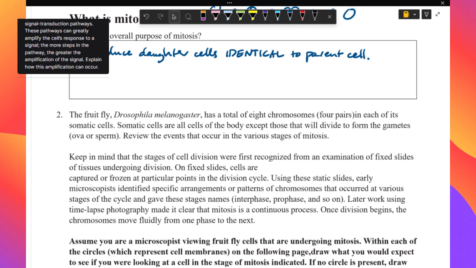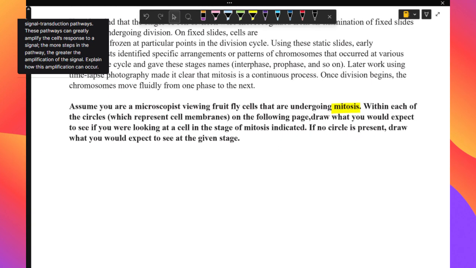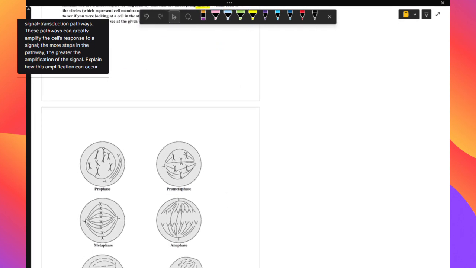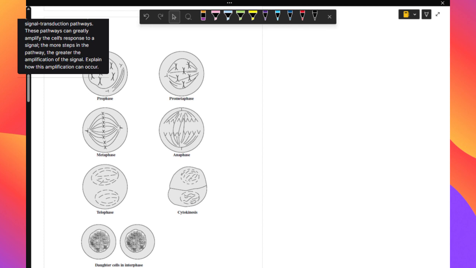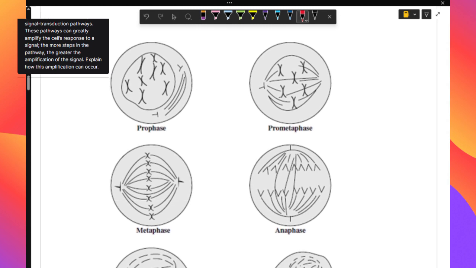All right, so assuming you are a microscopist viewing fruit fly cells that are undergoing mitosis, within each of the circles on the following page, draw what you would expect to see if you were looking at a cell in the stage of mitosis indicated. This one's a little funny because they've actually already drawn this for you. So what we're going to do is highlight those changes that are most noteworthy as we go through each step in mitosis.